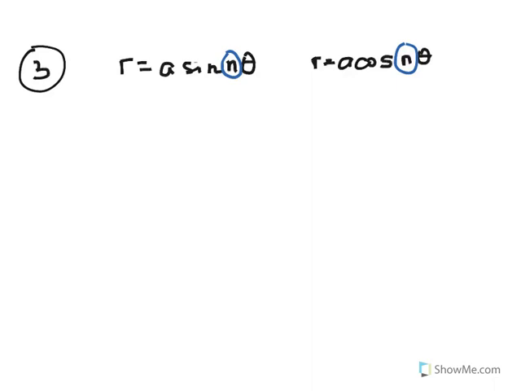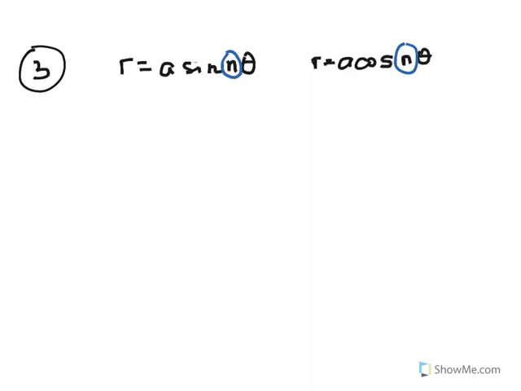So then you are expecting to get, you're not going to get any circles, you're not going to get any heart-shaped graphs, but you're going to get a certain number of petals. So it looks like a flower, actually. So please remember that. And here's the rule.